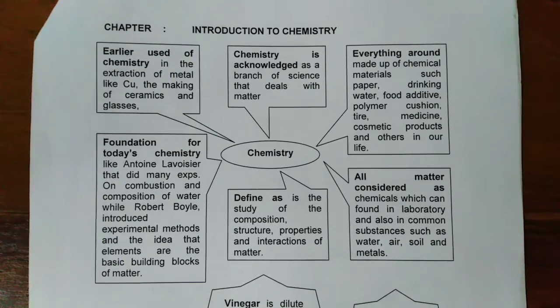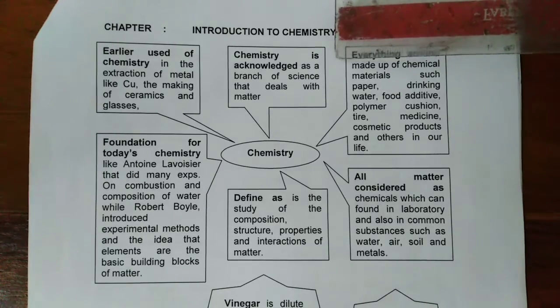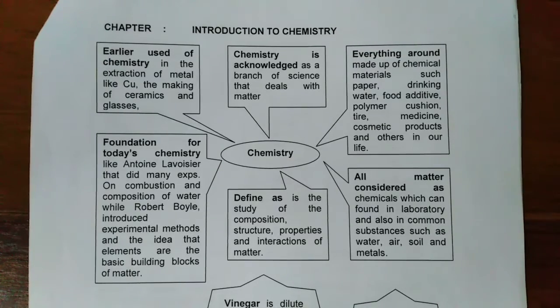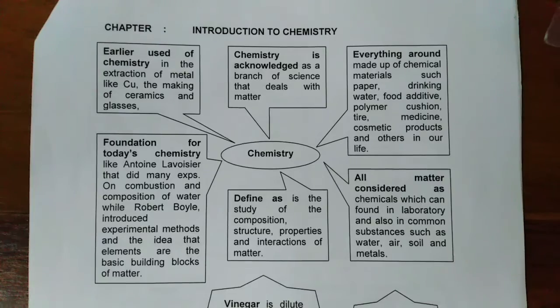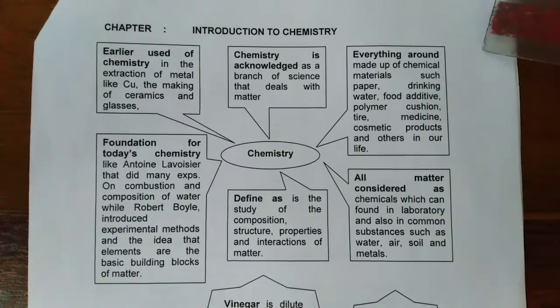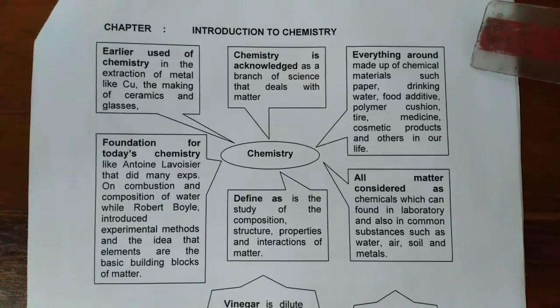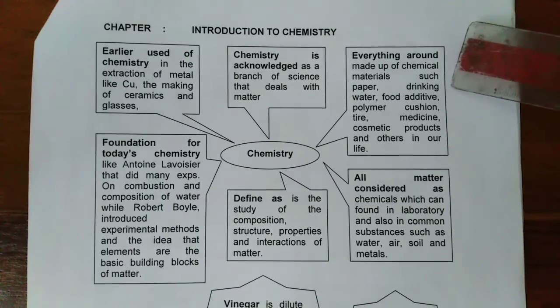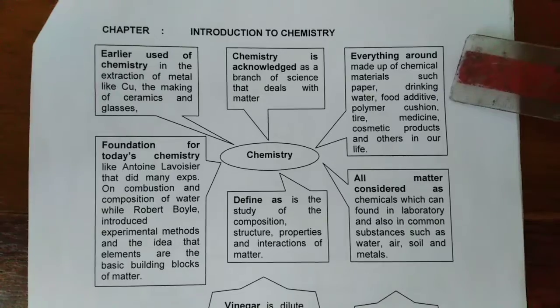So, what is the meaning of chemistry? Chemistry is acknowledged as a branch of the science. So, we can define chemistry as the branch of science that studies the composition, structure, properties, and interaction of matter. So, why do we need to learn chemistry? And the answer is everything around us is made up of chemicals or involves chemicals, such as paper, drinking water, food additives, and others.